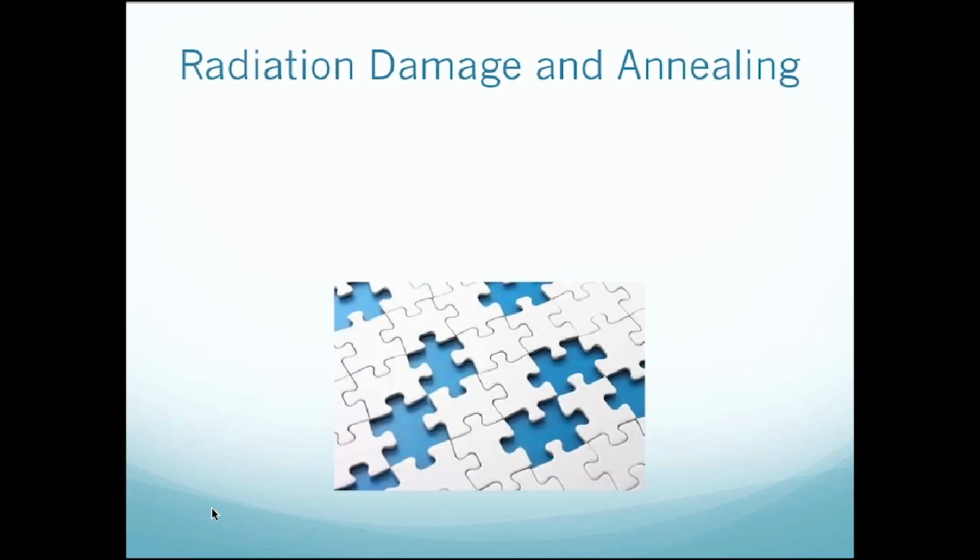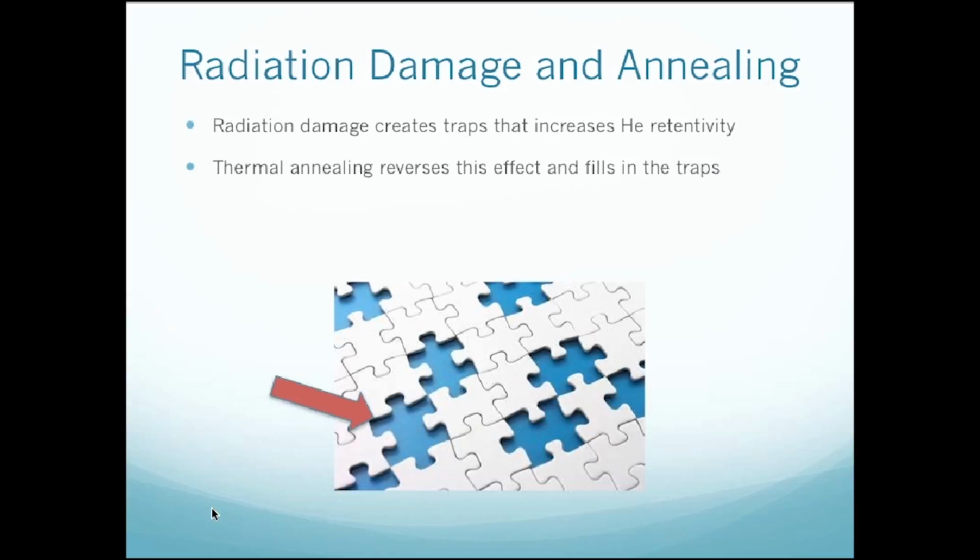So I want you to imagine apatites like a beautiful, complete jigsaw puzzle. And what happens over time is that with natural radioactive decay, apatite begins to accumulate something known as radiation damage. And this radiation damage comes in the form of traps, or holes in our puzzle. And these traps can actually retain more helium than an apatite naturally would without the traps. Now, thermal annealing, on the other hand, reverses this process and fills in those traps, fills in those holes in our puzzle.